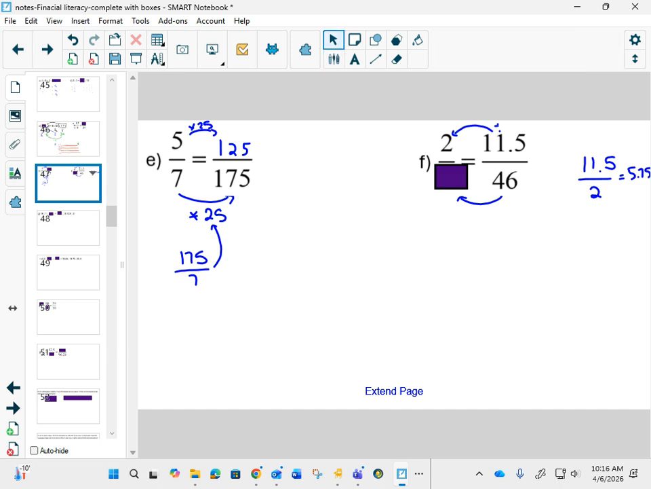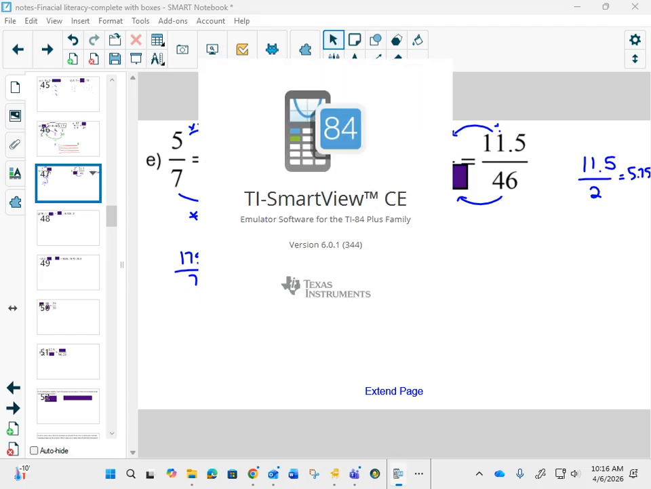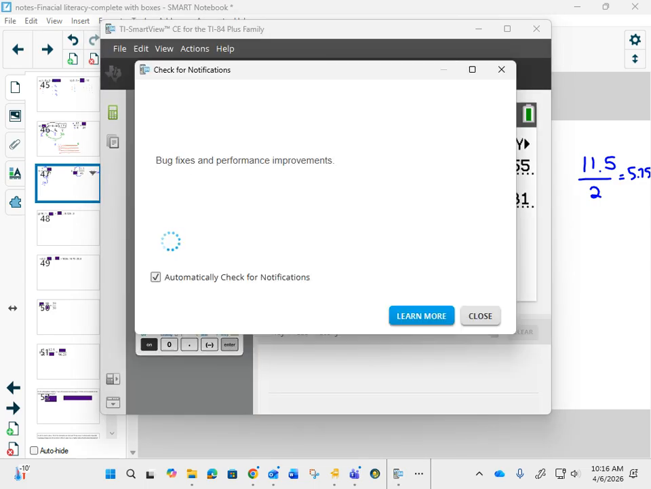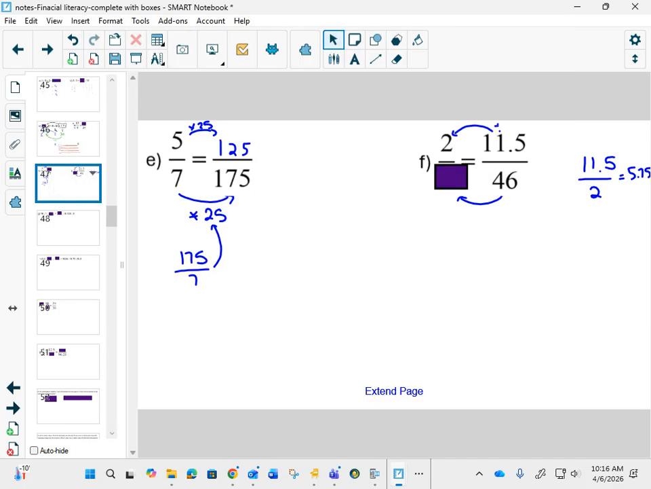Sometimes I'm going to pull up my calculator. I'll open up my calculator. I want to show you something, because you can use your calculator to check. So right now, our thought is we're dividing by 5.75, because we did this check.